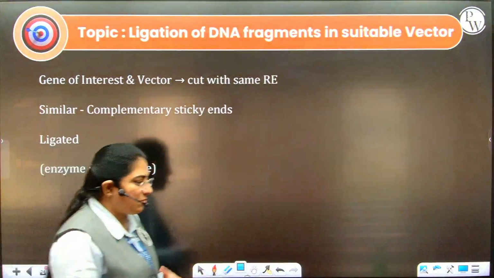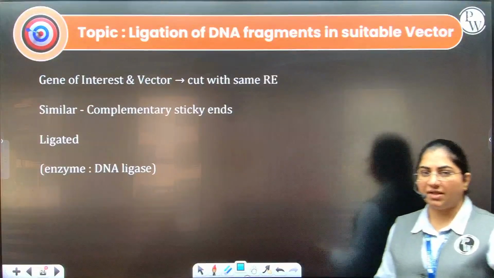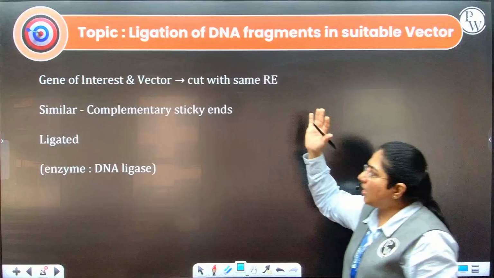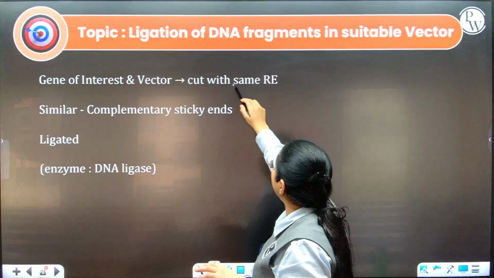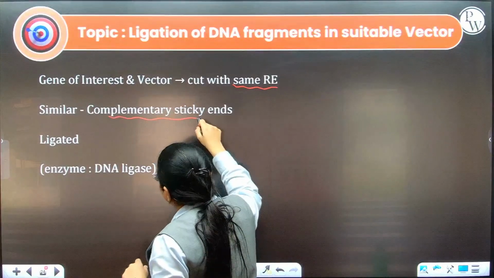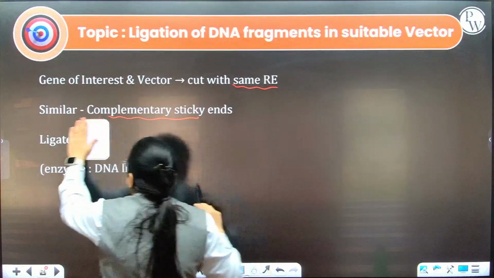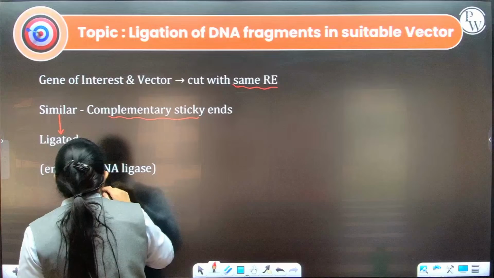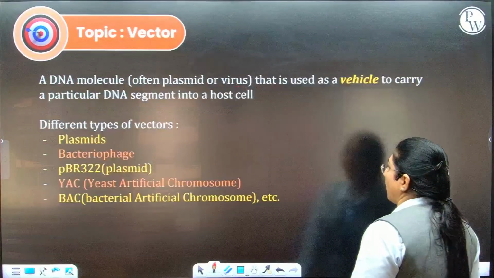Once we have obtained multiple copies of DNA, now we will ligate. The process of ligation, as I explained, uses the same restriction endonuclease, which will form complementary sticky ends. They will now be ligated using an enzyme which is DNA ligase. And our rDNA will be formed.